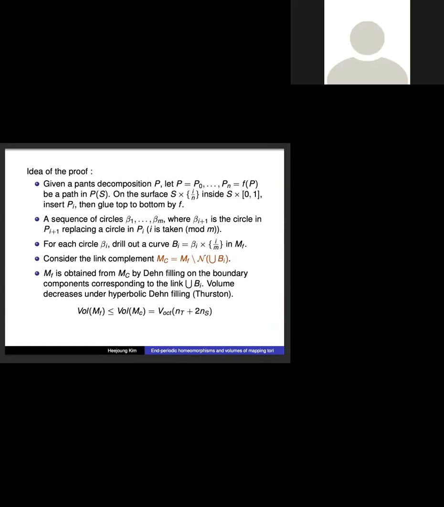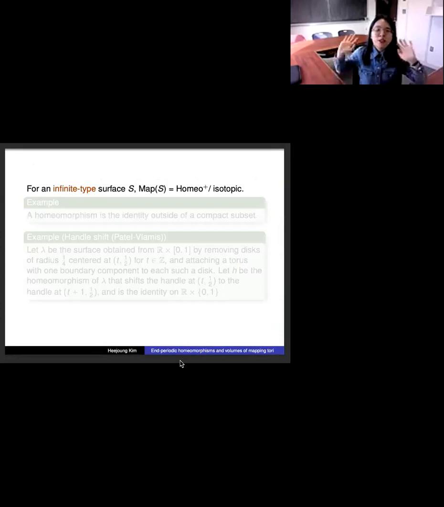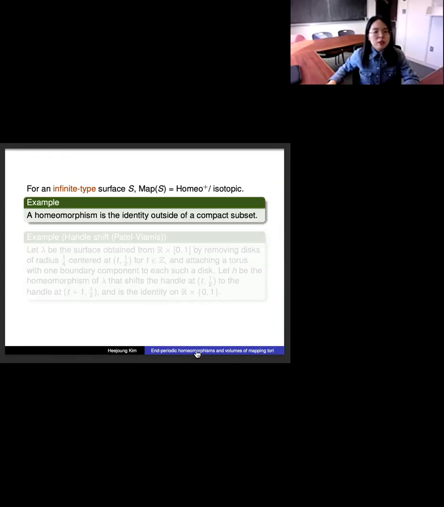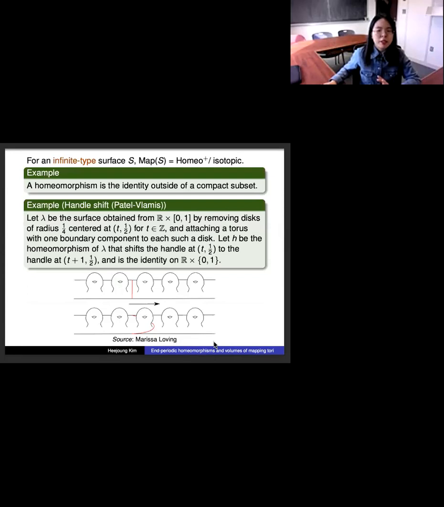Now let's move on to infinite type surfaces. We can still define the mapping class groups, so let's see some examples. An obvious example is a homeomorphism which is compactly supported, meaning the homeomorphism is the identity outside of a compact subset. And an important element is a handle shift, which was introduced by Patel and Vlamis.